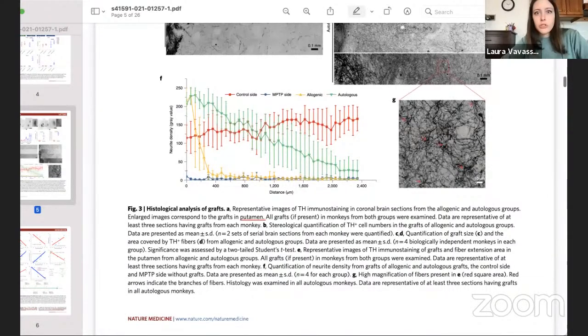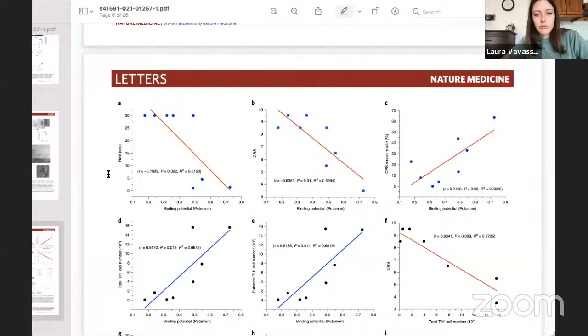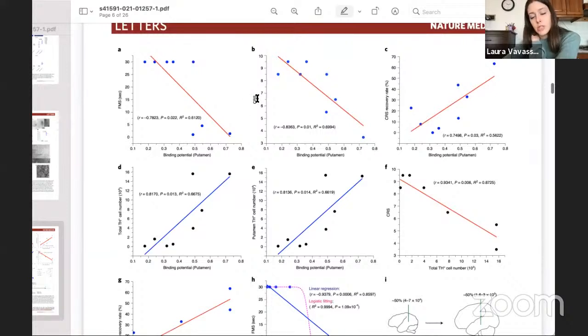The authors also did a correlational analysis between the behavioral performance, measured with the CRS, meaning the Parkinsonian-like symptoms, and the binding potential, which we have seen represents the activity of dopaminergic neurons. What we can see here is that the higher the FMS, meaning the worse the performance for fine motor skills, the lower the binding potential. So the better the performance, the higher the binding potential, meaning that the higher the activity of dopaminergic neurons, the better the performance for fine movements. The same was also shown for the CRS, meaning overall the symptoms related to Parkinson's disease.